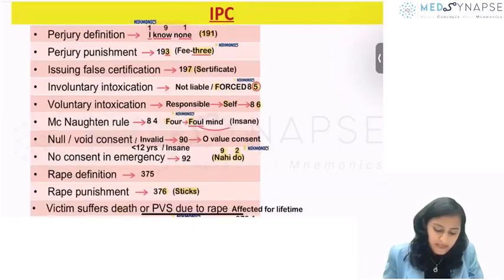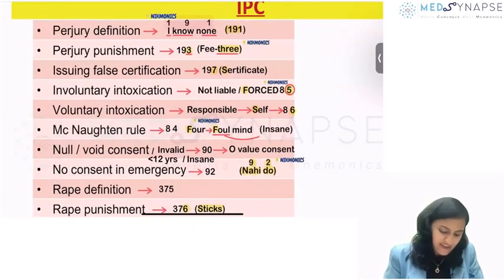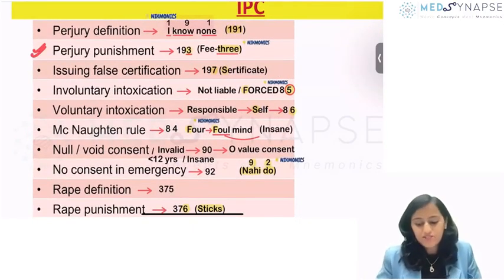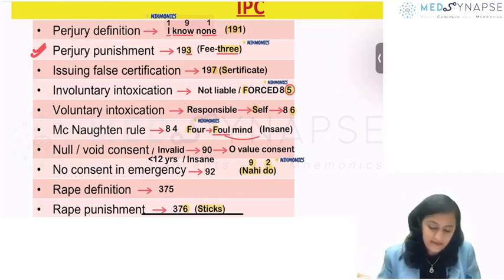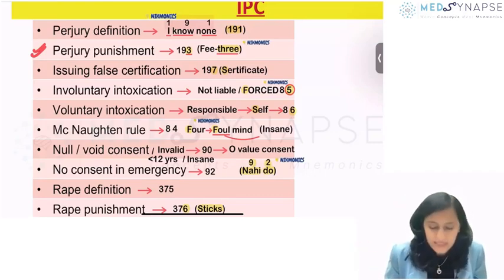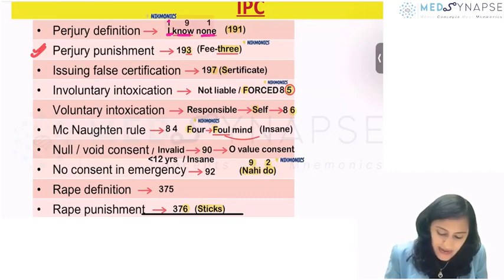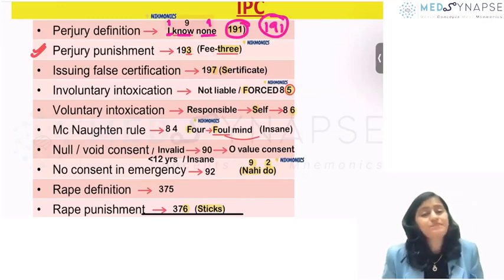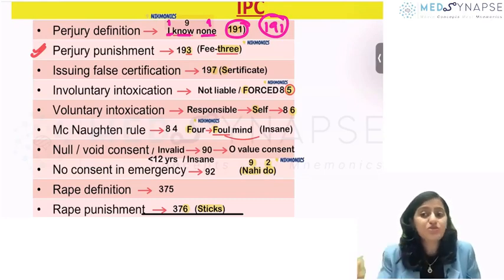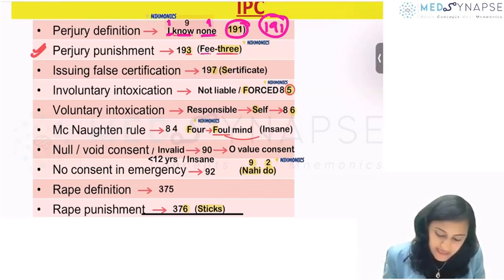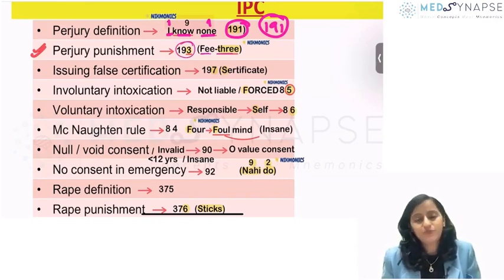Perjury definition, perjury punishment. Very, very, very, very important. Perjury definition, when the person says, I know none. I don't know anything about the incidents, even when I know, that is perjury. So I know none. I is one, no is no, and none is one. So 191. If anybody does perjury, he will have to pay a fee. Fee is 3, rhyming with 3. So 193 is the punishment.